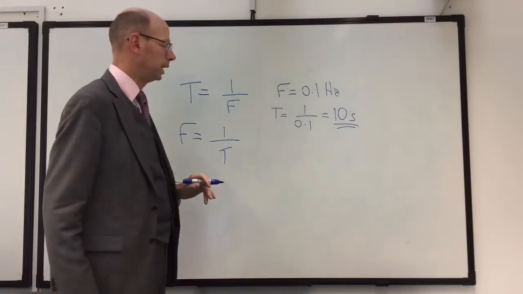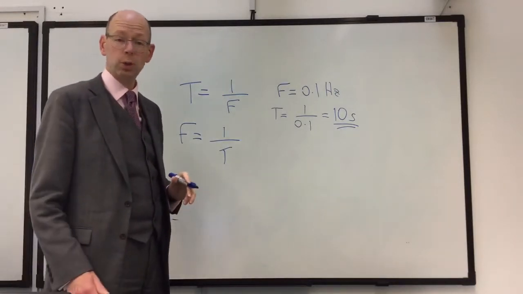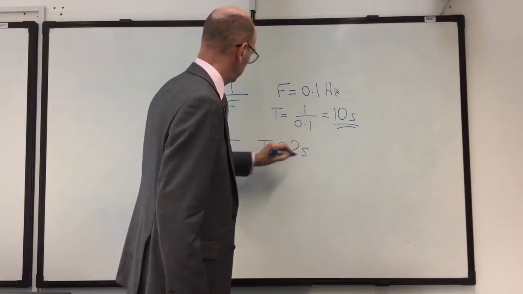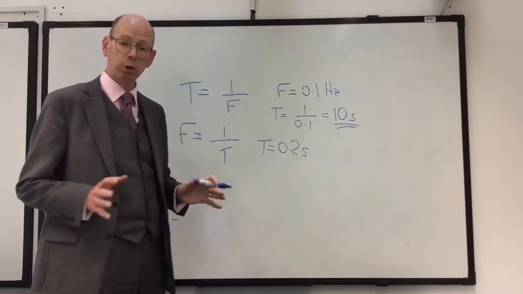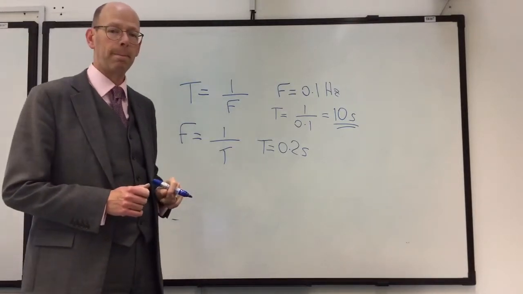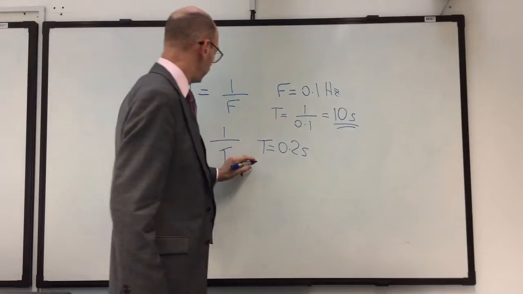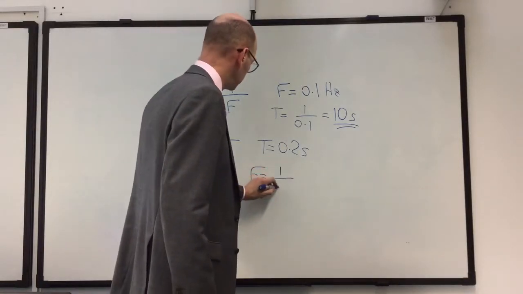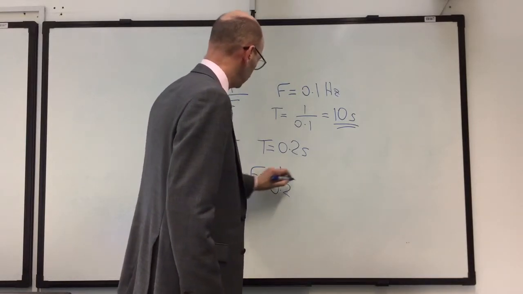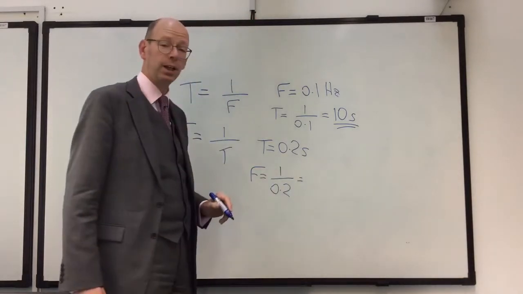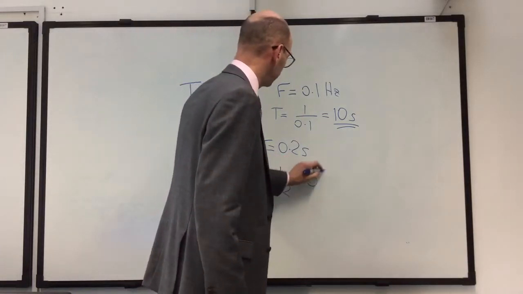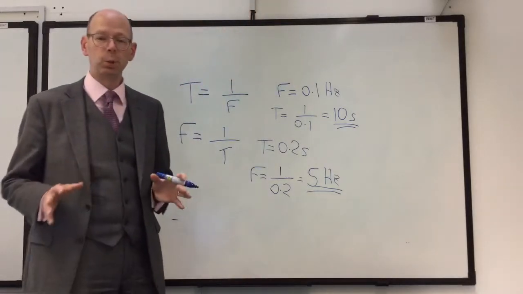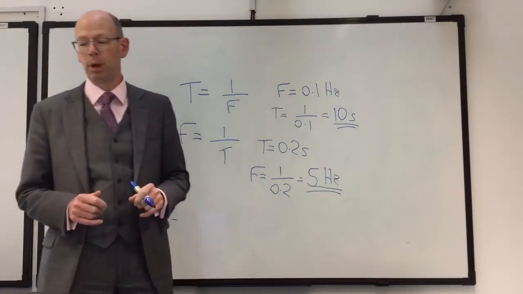Suppose the time period is 0.2 seconds. What will the frequency be? Pause the video and see if you can work it out. So fairly obviously here we've got to use this second formula. Frequency is 1 divided by time period, 1 over 0.2, which might not need a calculator to tell you, is going to be 5 hertz, 5 waves per second. So that's the link between frequency and time period.